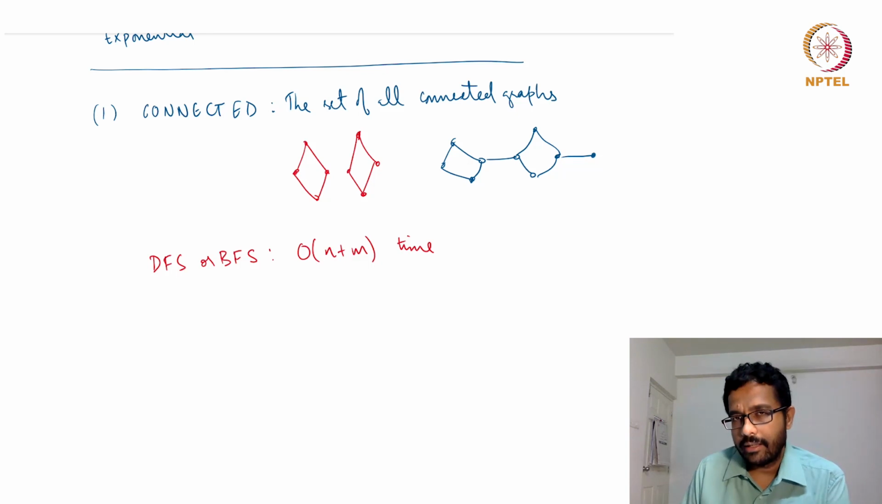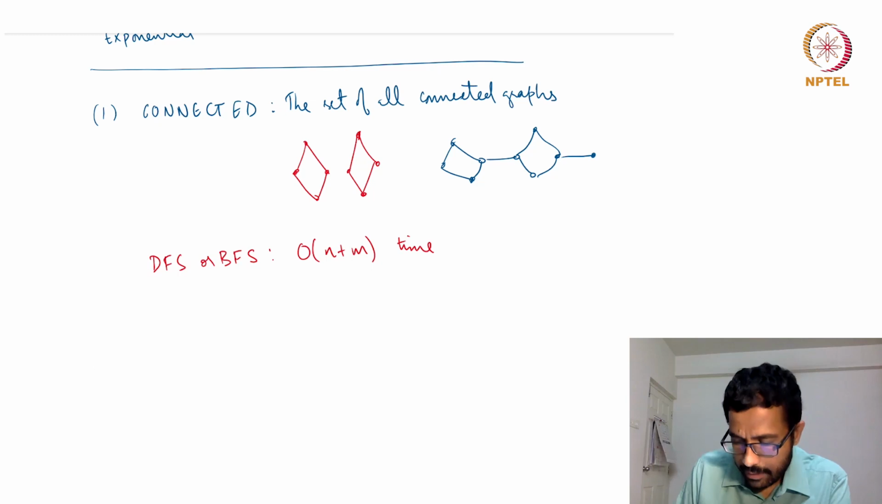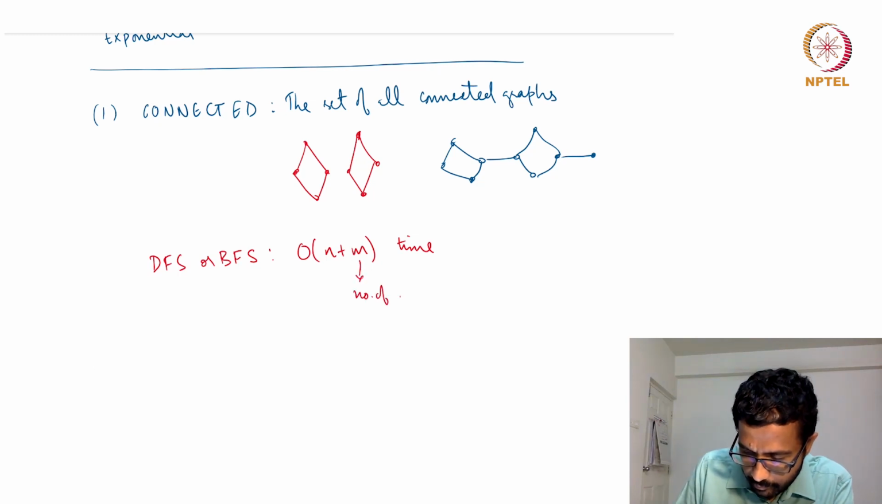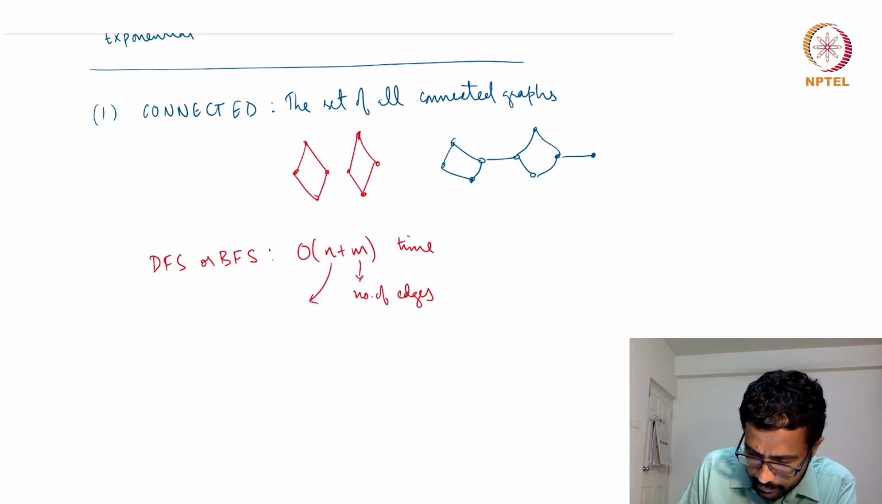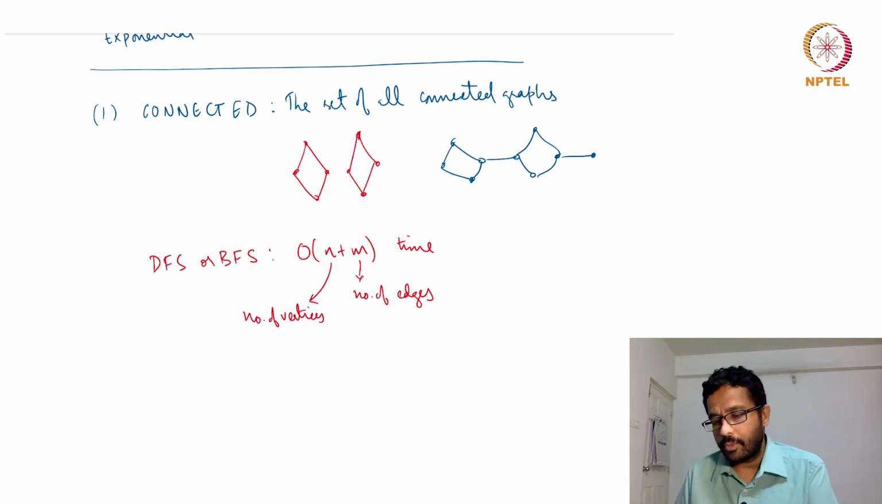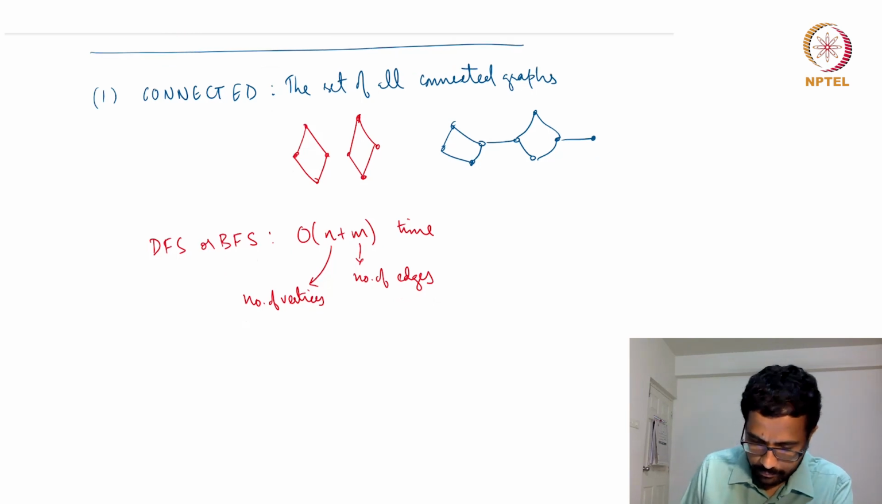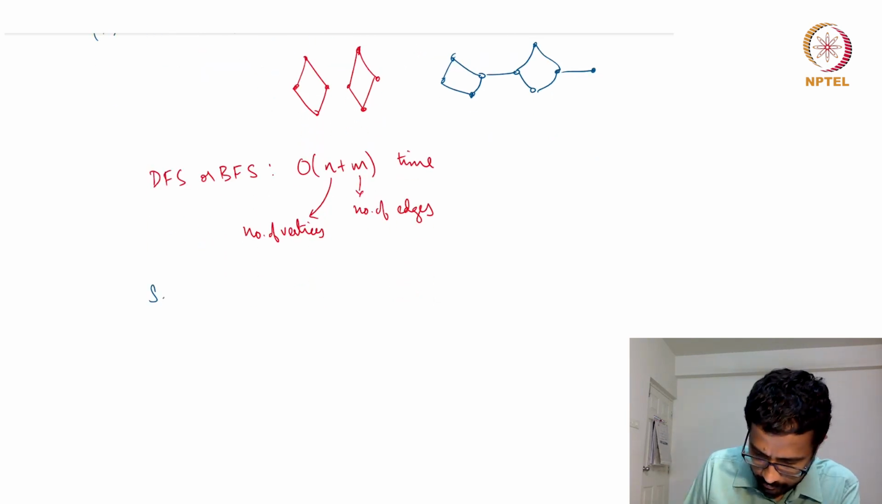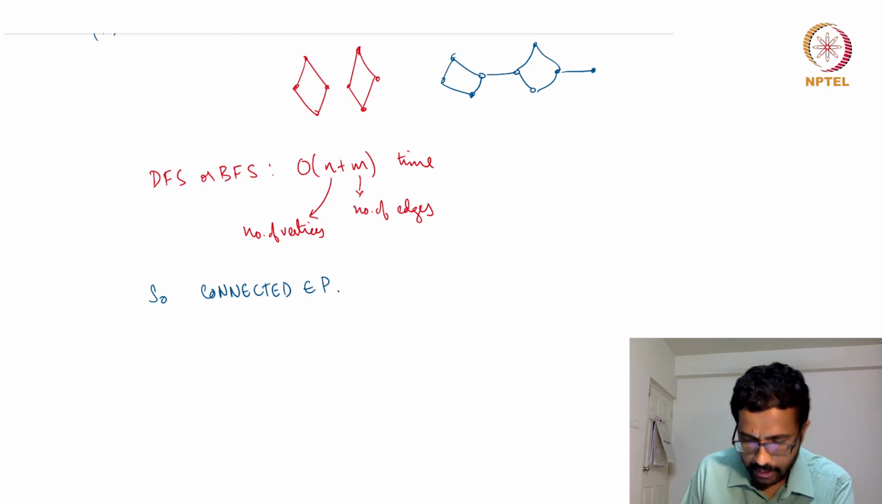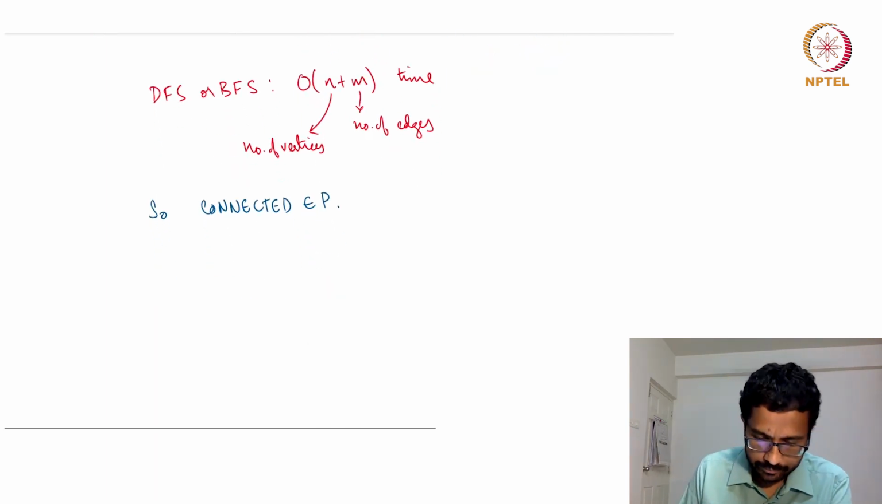Where the graph is given as an adjacency list, so let's assume that, and where m is the number of edges and n is the number of vertices. So the number of edges is at most n squared, right? Any undirected graph or any directed graph also has at most n squared edges. So this is polynomial time. So the problem connected, or the language connected, is in P, right?